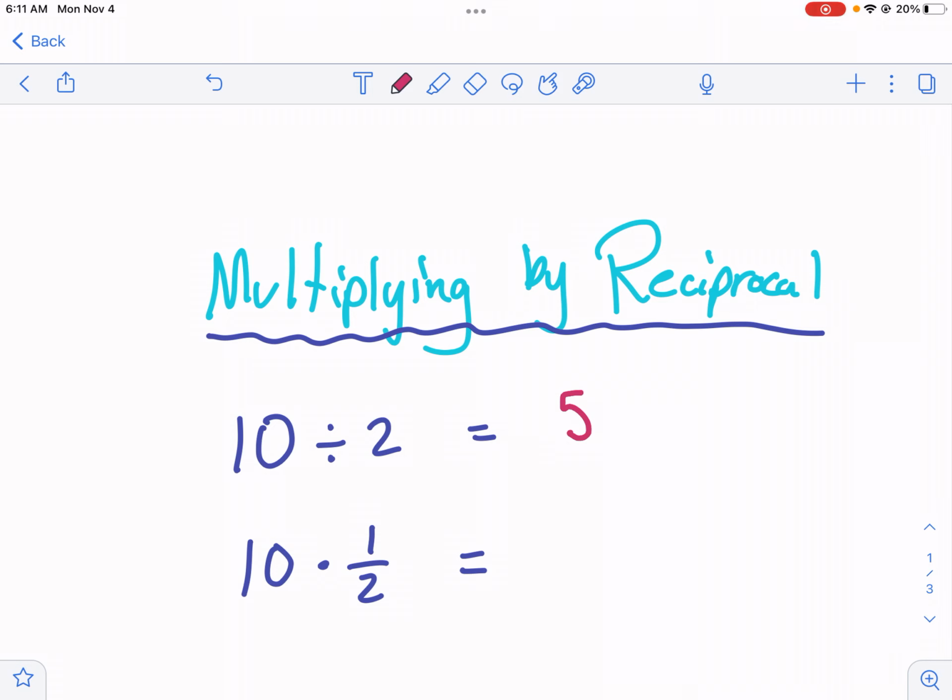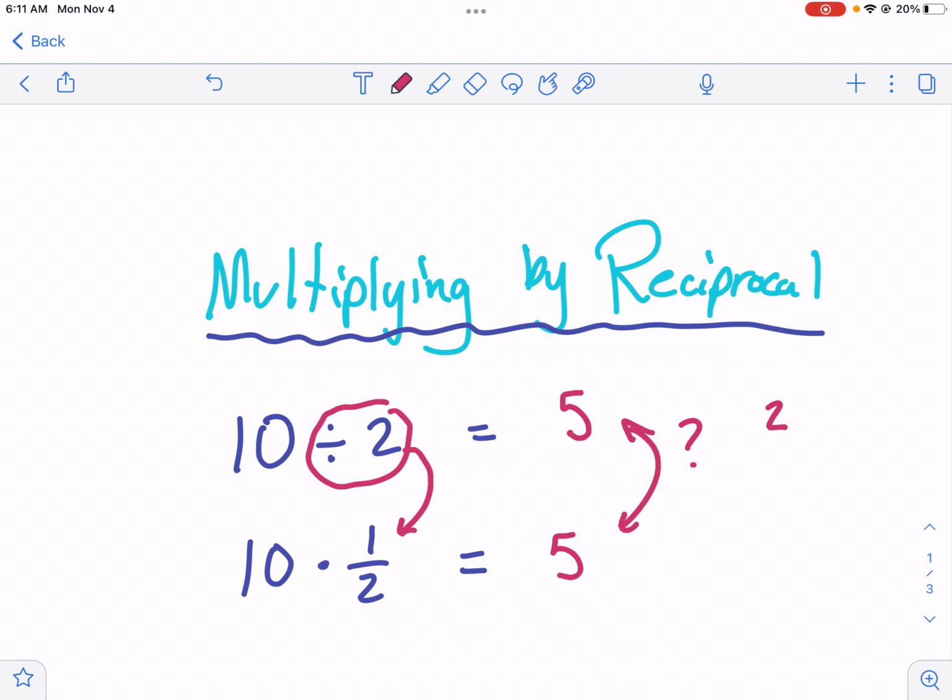Now, let's take another example that's pretty familiar. If we multiply 10 by 1/2, we're essentially finding 1/2 of 10. Well, we get the same thing. How come these two are the same answer? And that's because dividing by a number is the same as multiplying by the reciprocal.